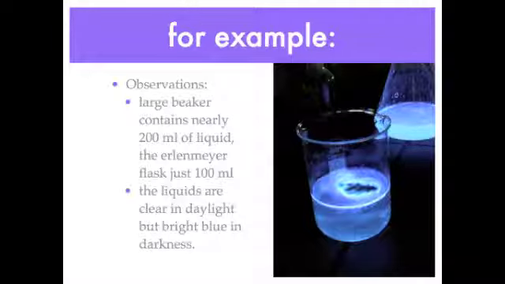For example, when watching the experiment taking place in this picture, you might observe that the large beaker contains nearly 200 milliliters of liquid, and the Erlenmeyer flask just 100 milliliters. The liquids are clear in daylight, but show up a bright blue in darkness, like in this picture.